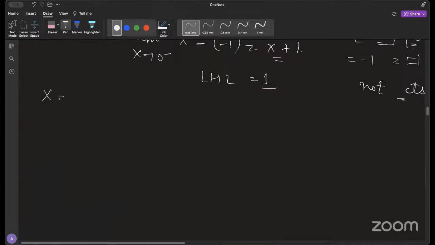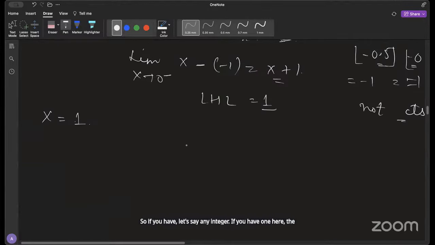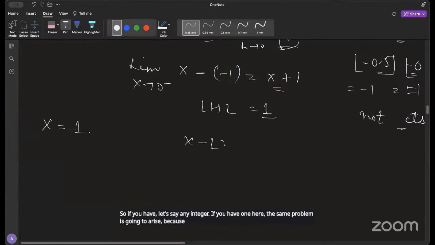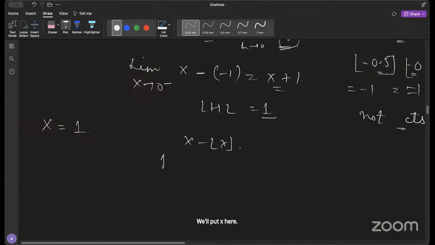So if you have any integer, say 1 here, the same problem is going to arise, because you will do x minus greatest integer x. We'll put x here. From 1 plus, you will have 1 here. And what will you have here? 1. And if you do 1 minus here, you'll get a 1 here. And what about this thing?